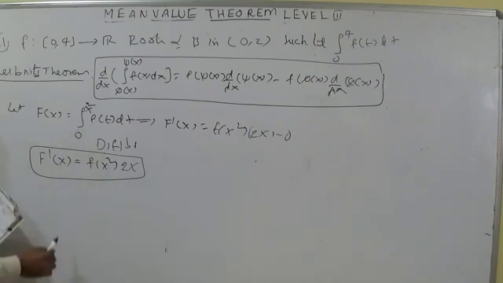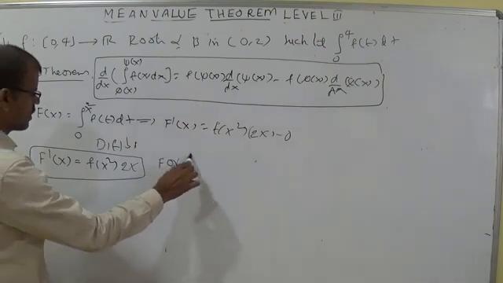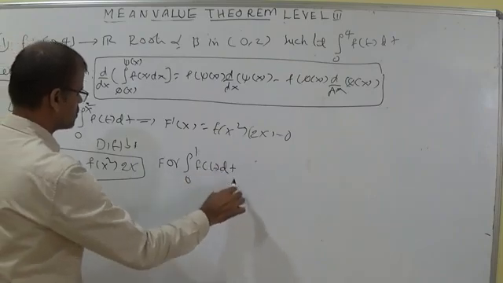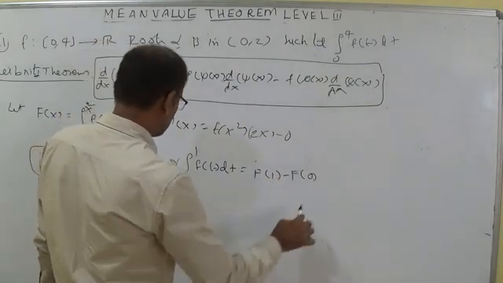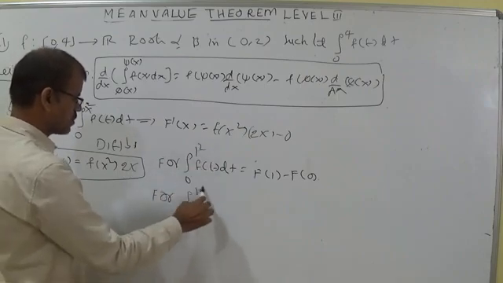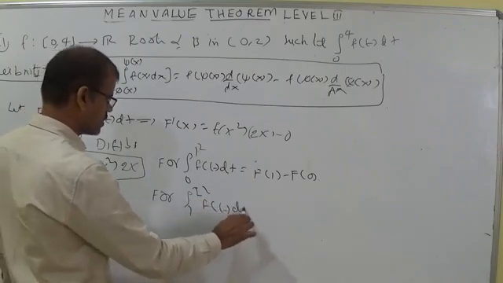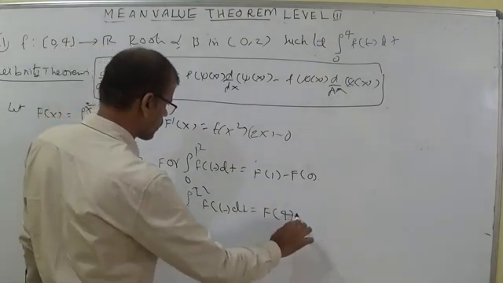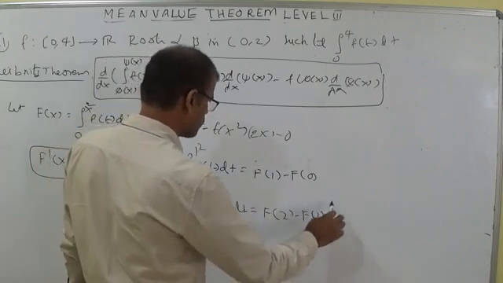And let us consider the fundamental theorem of integral calculus. For integral 0 to 1 f of t dt is equal to f of 1 minus f of 0. Next, this is 1 square, students. This is 1 to 2 square. Integral 1 to 2 square f of t dt, by the fundamental theorem of integral calculus, is f of 2 minus f of 1.